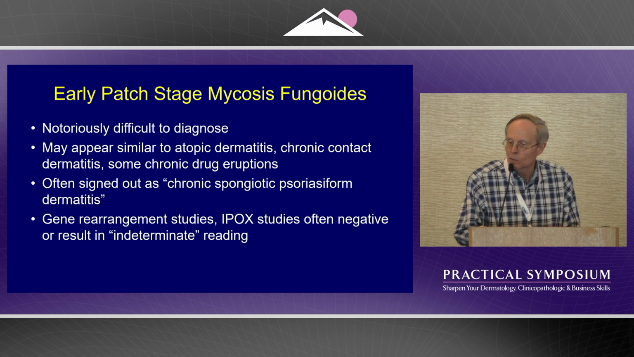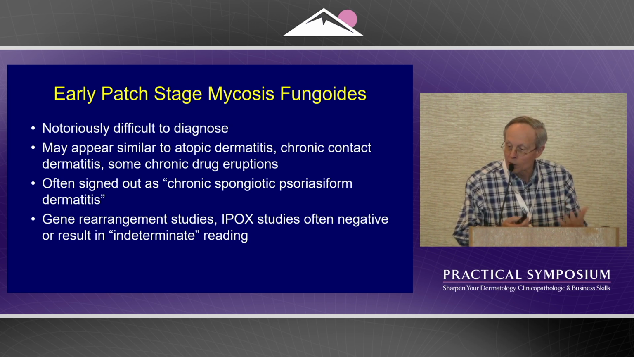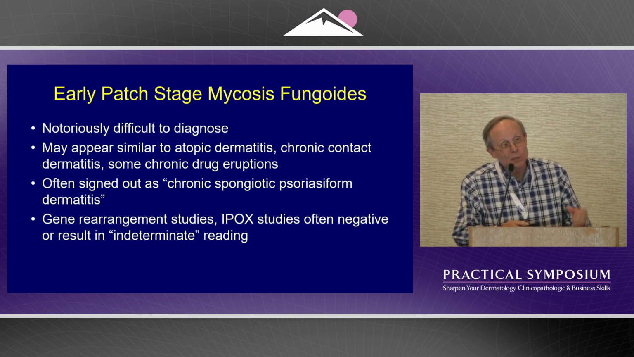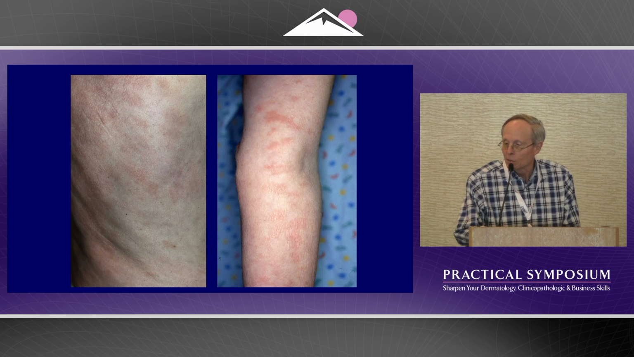This is another entity that's bedeviling to dermatologists and to dermatopathologists. Early patch stage mycosis fungoides. It can look like atopic dermatitis, like one of the other spongiotic dermatitis. In fact, they're often signed out as chronic non-specific dermatitis, chronic spongiotic dermatitis. We order gene rearrangement studies, but because there's so few cells in those, they're often negative. And people do immunoperoxidase stains looking for loss of markers. They're often negative as well.